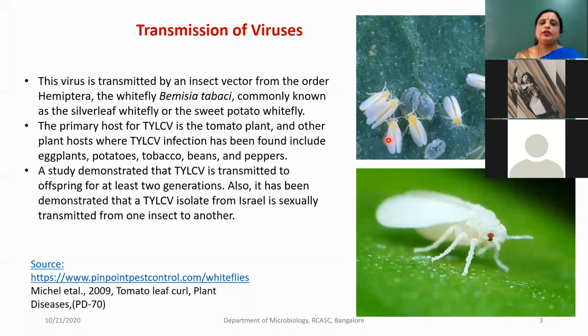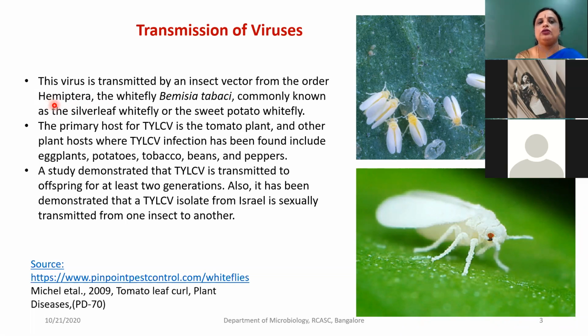So now, you studied about this particular virus, what it is made up of, and the morphology. Now, let us study how this virus transmits from one plant to another plant. The transmission of this virus happens through an insect vector. The insect vector belongs to the order Hemiptera under Arthropoda. You know Arthropoda. All insects belong to the phylum Arthropoda.